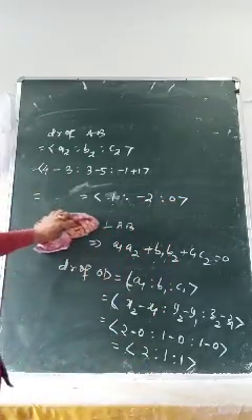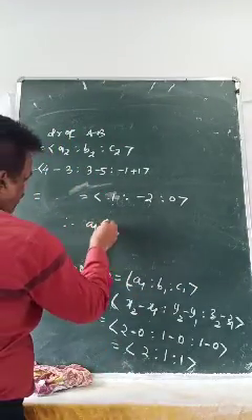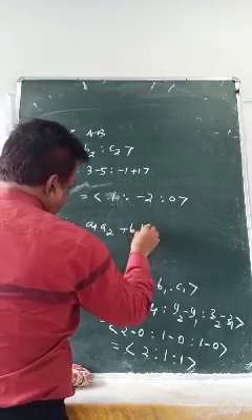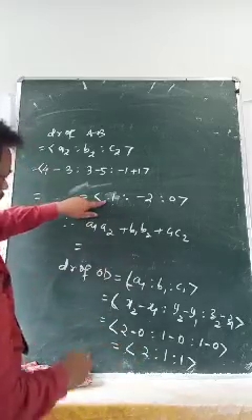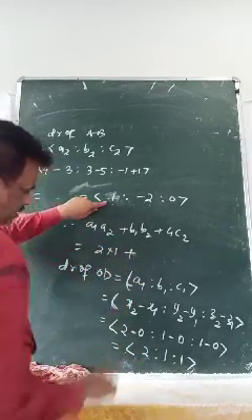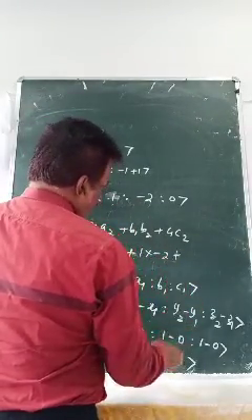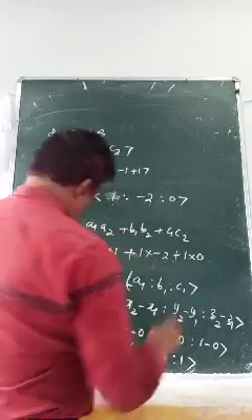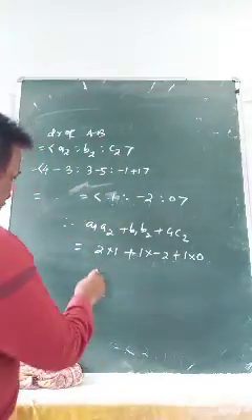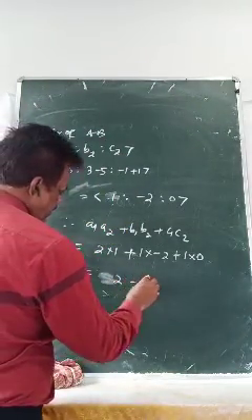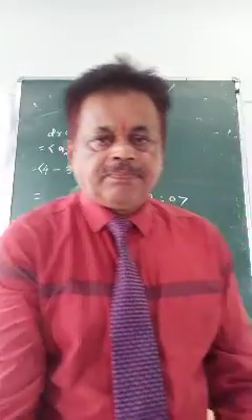So now find out a1 a2 plus b1 b2 plus c1 c2. Let's check whether it is 0 or not. 2 into 1 plus 1 into minus 2 plus 1 into 0. So what did you get? 2 minus 2 plus 0. That means 0. Hence perpendicular. Okay.